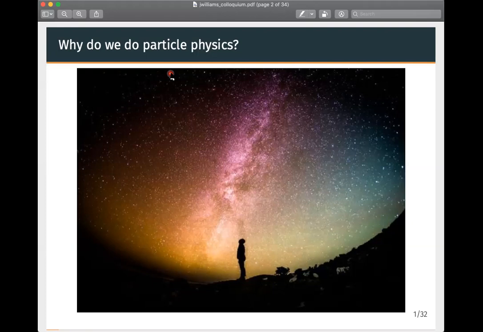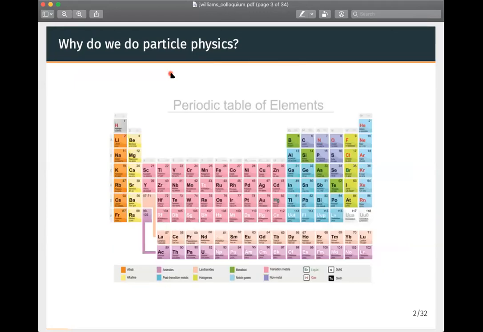And as scientists, typically when we want to understand things, we like to classify. A familiar example from chemistry is the periodic table, right? The periodic table tells us about the individual properties of all of these elements, as well as what happens when they come into contact with one another. And we have something similar in particle physics, but on a much, much smaller scale.